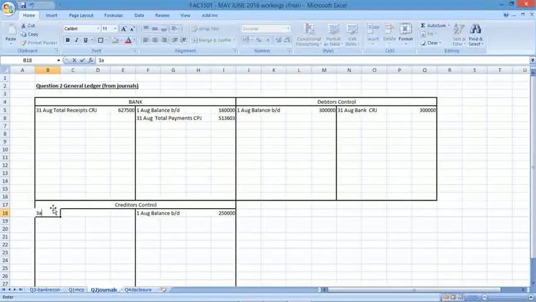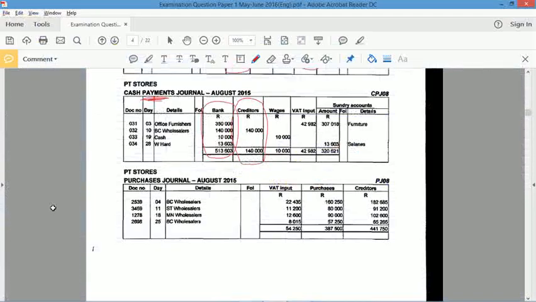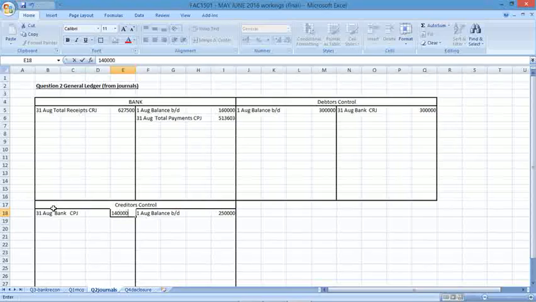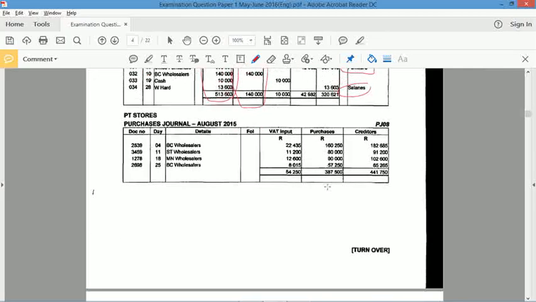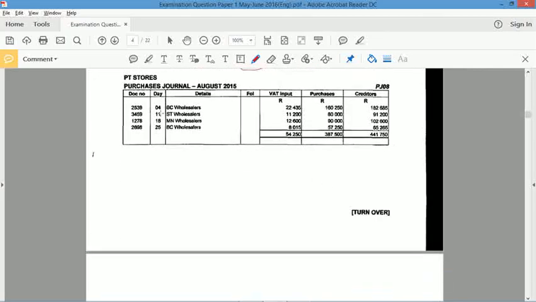So 31st August, bank, cash payments journal, 140. Right, wages, did they ask me for that T-account? No. VAT, did they ask me for that T-account? No. Furniture, did they ask me for that T-account? No. Salaries, did they ask me for that T-account? No. Okay, next question, or next journal.